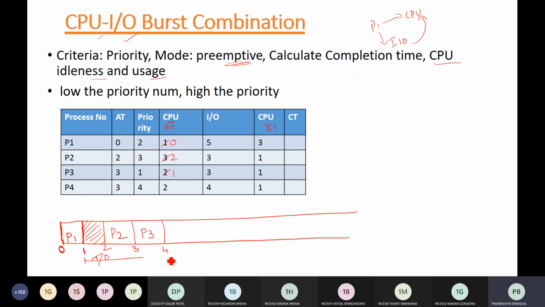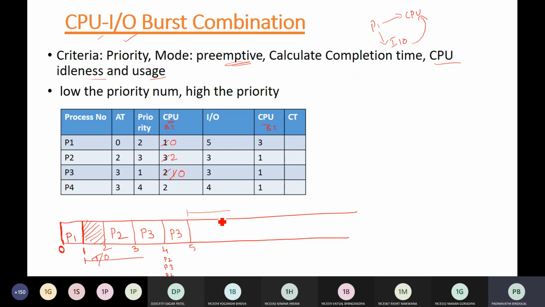Now in the fourth instant, in your processor you have P2, P3, and P4 has also arrived. Sorry, P4 had already arrived here only. But its priority is lower, so we have given importance to P3. Among P2, P3, P4, P3 has the highest priority, so you execute the P3 process only.